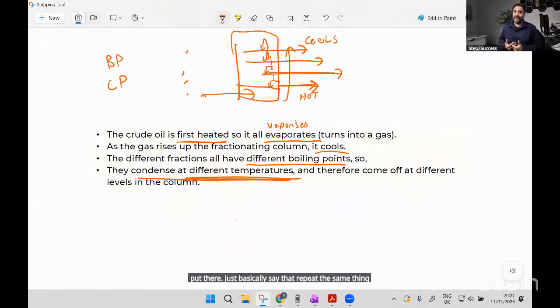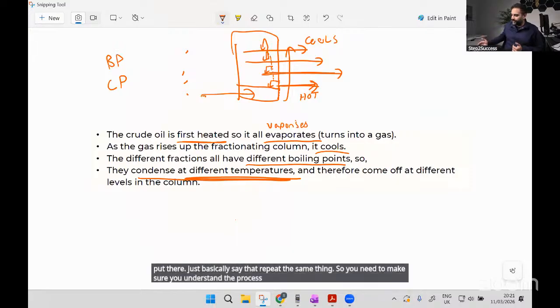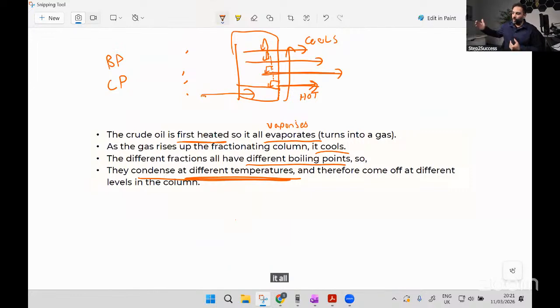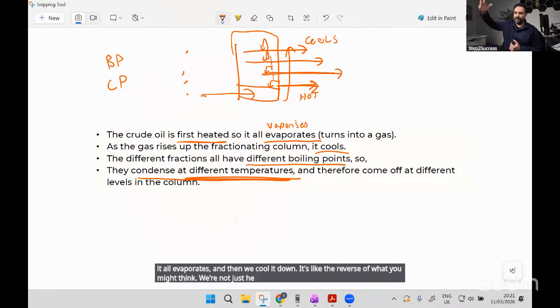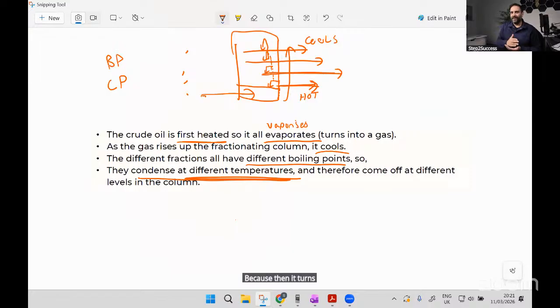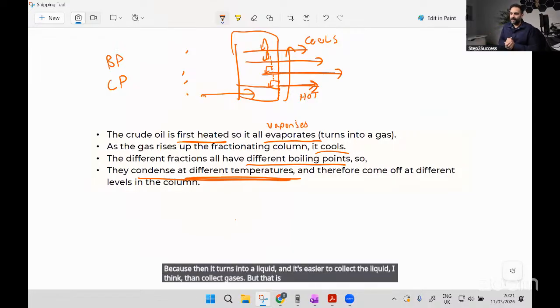So you need to make sure you understand the process of fractional distillation. Make sure you understand that we first heat it all up to a very high temperature. It all evaporates and then we cool it down. It's like the reverse of what you might think. We're not just heating it and letting different things boil. We're letting all of it boil first and then cooling it down because then it turns into a liquid and it's easier to collect the liquid, I think, than collect gases. But that is the answer essentially to that question 7A.